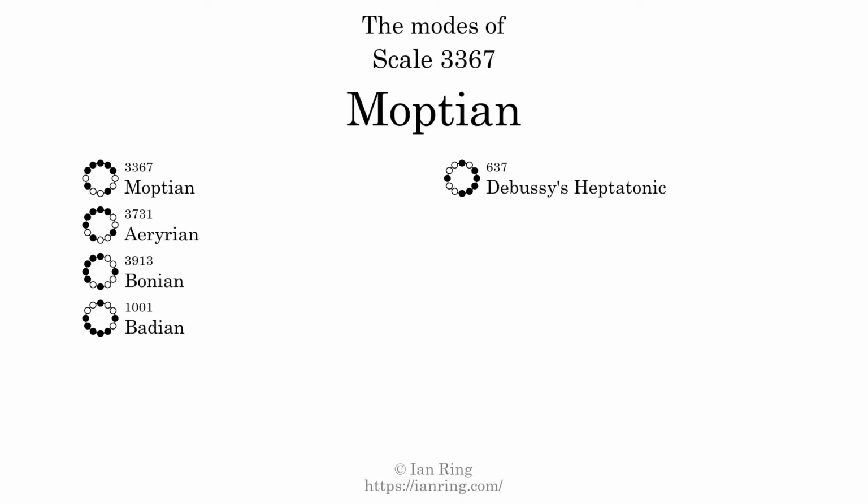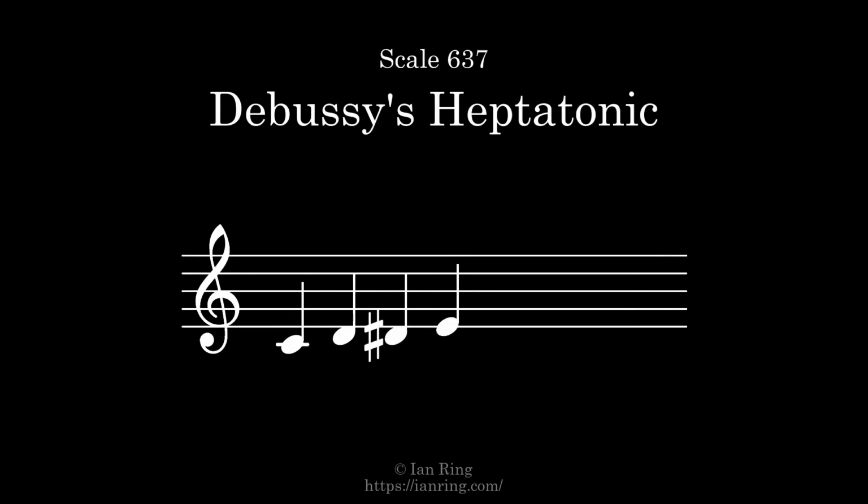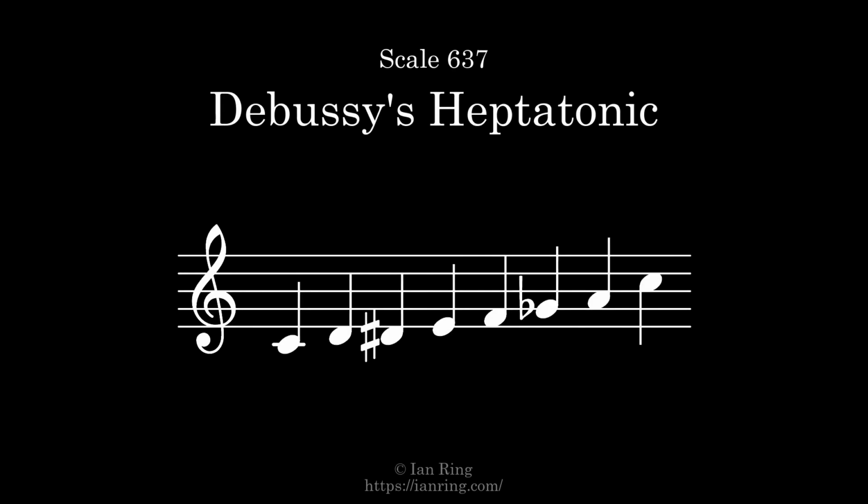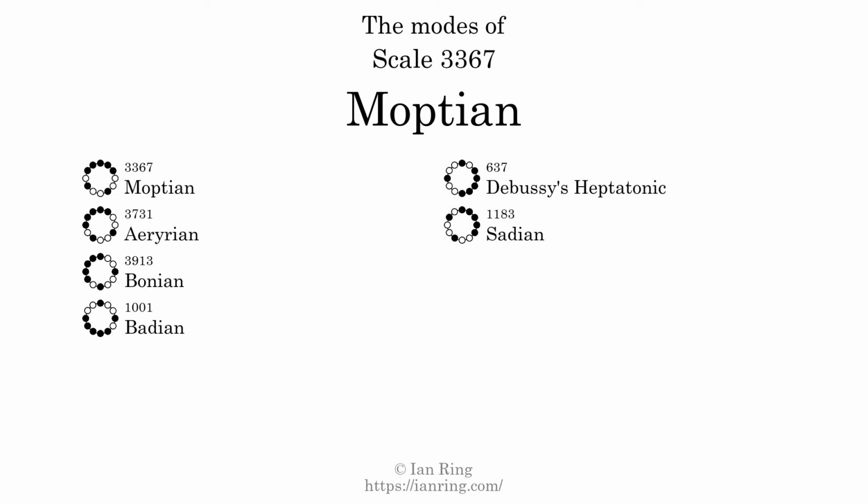The fifth mode is scale 637, also known as Debussy's heptatonic. It sounds like this. The sixth mode is scale 1183, also known as Sadian. It sounds like this.